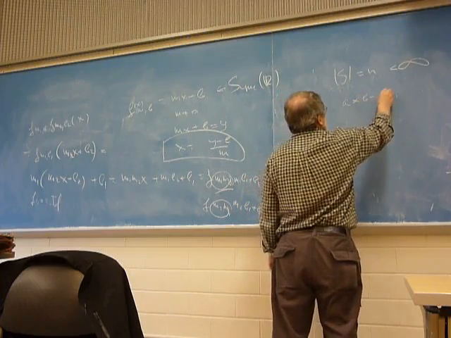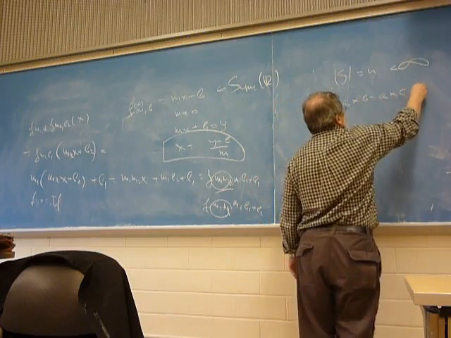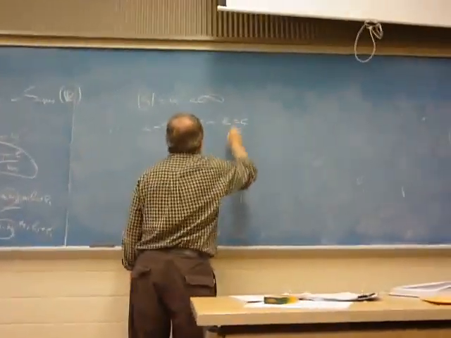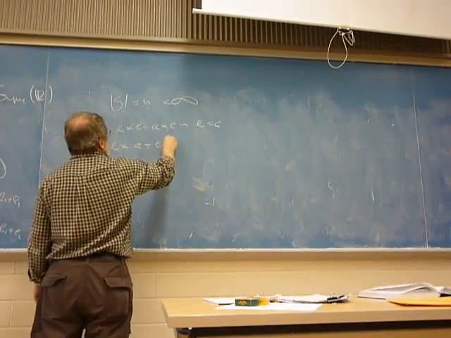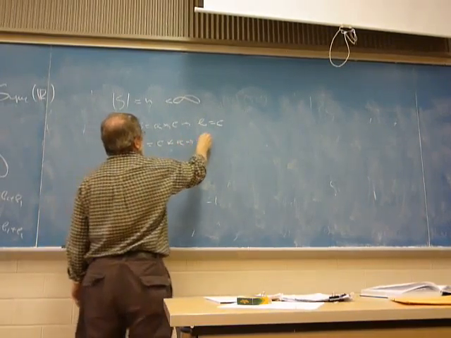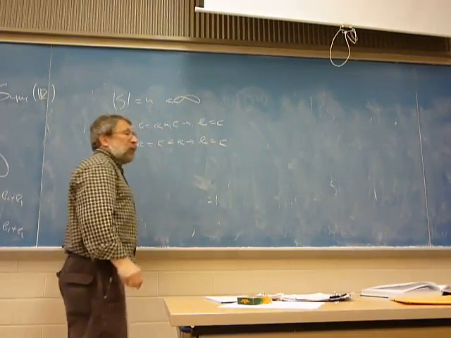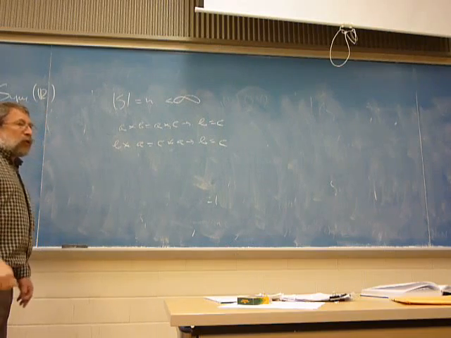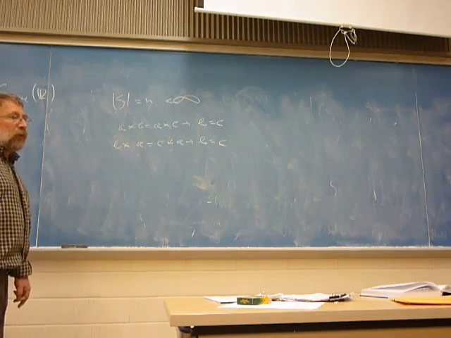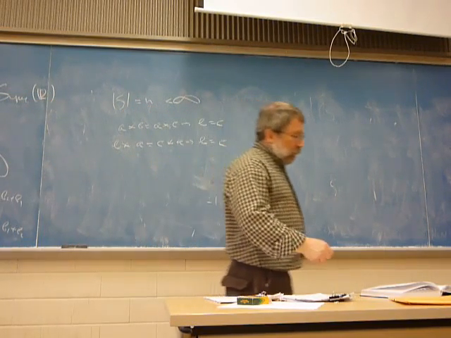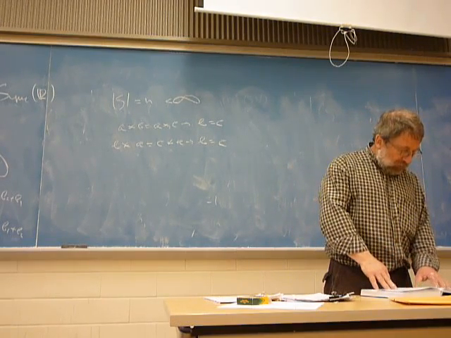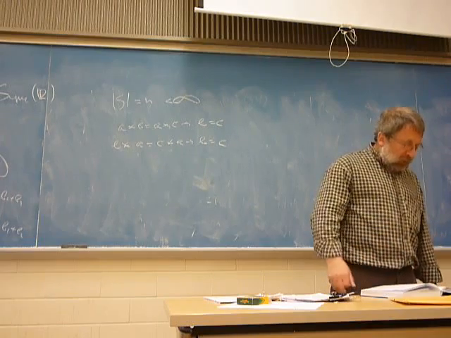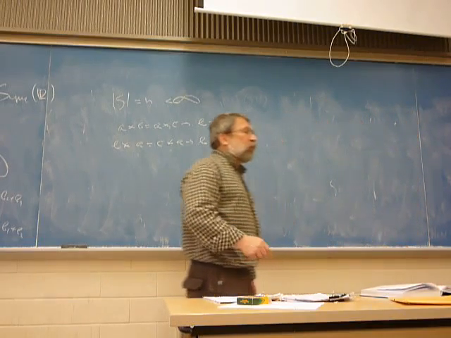A star B equals A star C implies B equals C, and B star A equals C star A implies B equals C. So it's like cancellation in a group. The claim is that then S is a group.